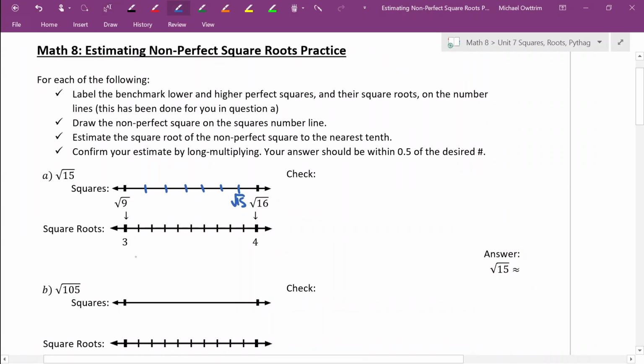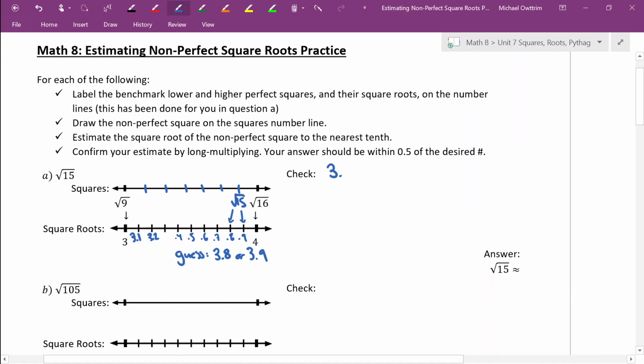Now, the square root of 9 is 3, the square root of 16 is 4, so everything between those is going to be a decimal, like 3.1, 3.2, so on and so forth, 0.3, 0.4, 0.5, 0.6, 0.7, 0.8, and 0.9. And so because of where square root of 15 is on my upper number line, I'm going to guess that it's either 3.8 or 3.9. It's going to be pretty close to 4 since 15 is pretty close to 16.